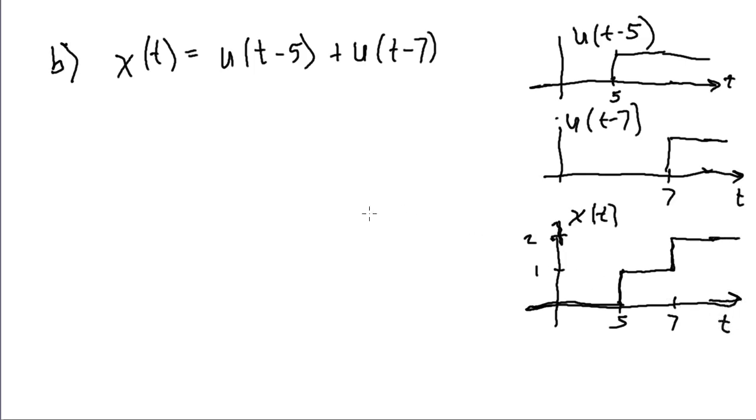Again, you can break this down similar to what we did in part A. For all t less than 5, both of these are 0. For t greater than 5, this is 1. Until we get to t equal to 7, this is 0, so the sum is still 1. Then finally, for all t greater than 7, they're both equal to 1, and so the sum would be equal to 2, and you get the same result.